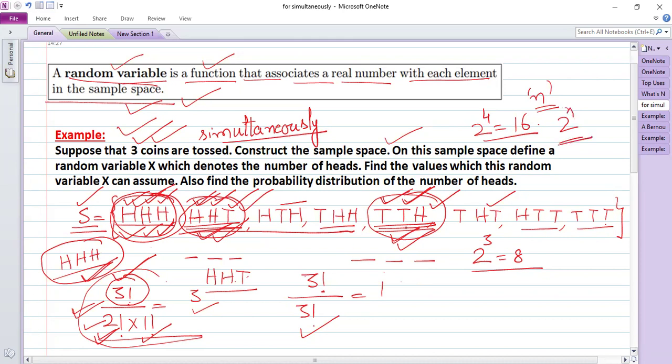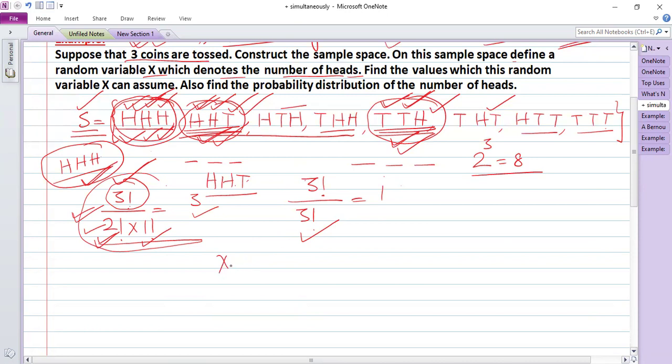Now one remark here: tossing three coins simultaneously and tossing one coin three times are the same. Now, this is our sample space. On this sample space, we are defining a random variable X. And this X denotes the number of heads. So what is our X here?